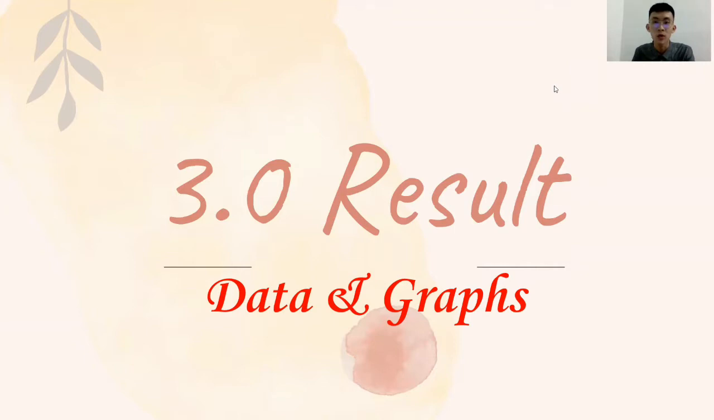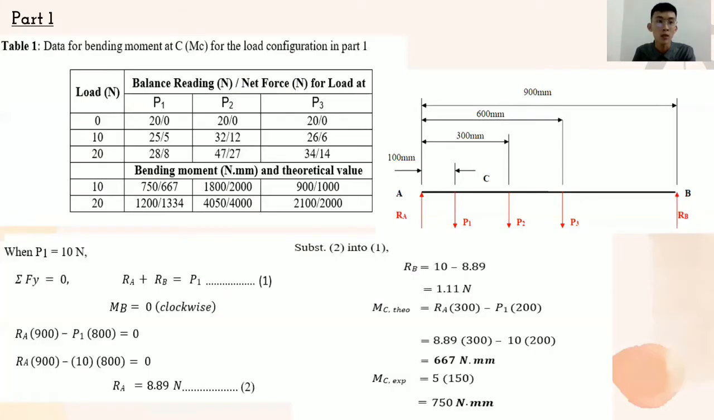I'm Jun Seng and I'll explain the result of this experiment. For part 1, Table 1 shows the data for bending moment at C for the load configuration in part 1. So we can say the Y component and the moment at B are equal to 0 since it is in equilibrium. From the free body diagram, the Y resultant will be RA plus RB equal to P1. So this is equation 1.